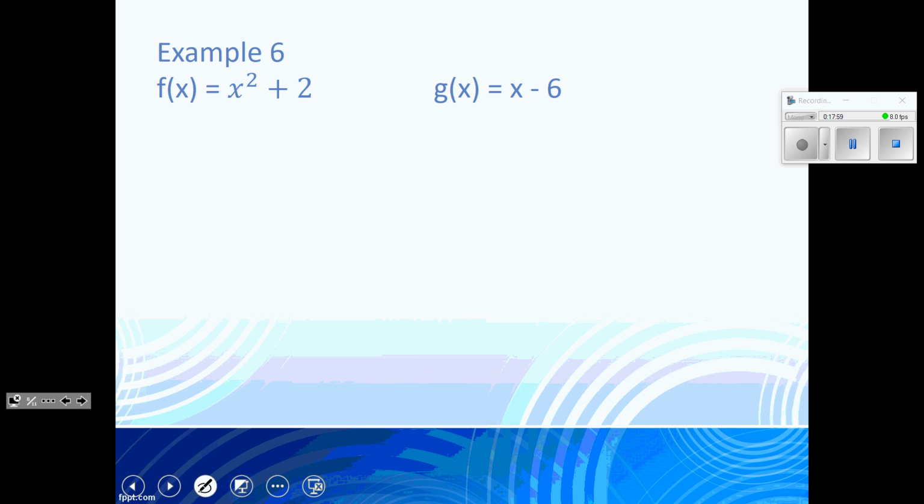So here we go. I'm going to give you the directions. I want to find g of f of x. So everyone says, I don't know which one to start with.